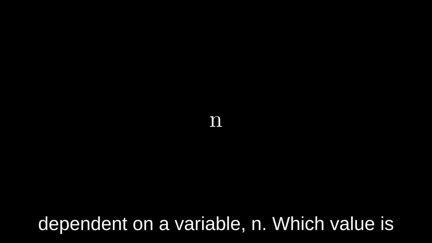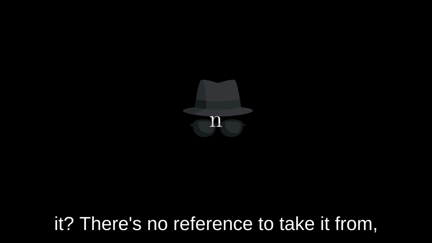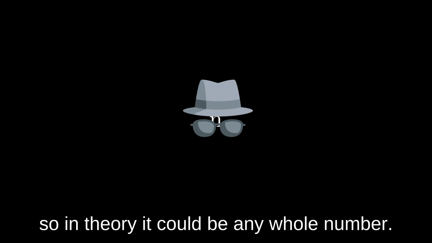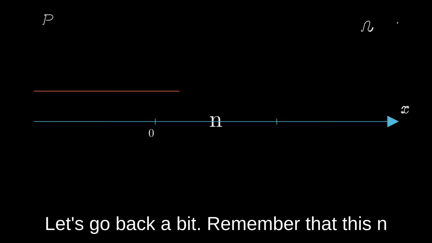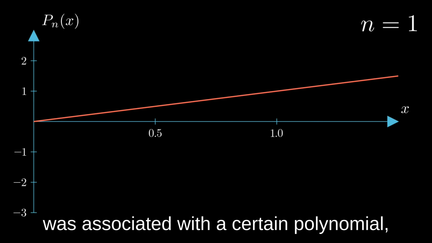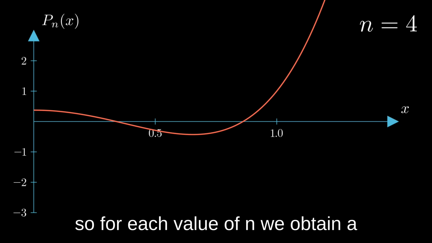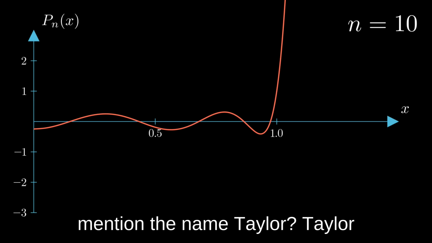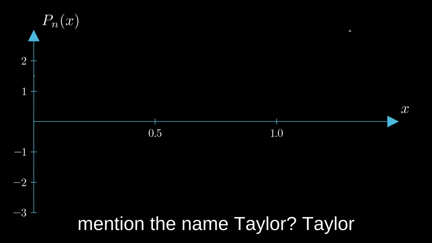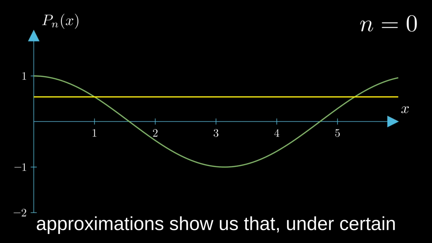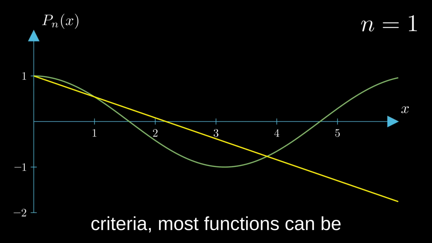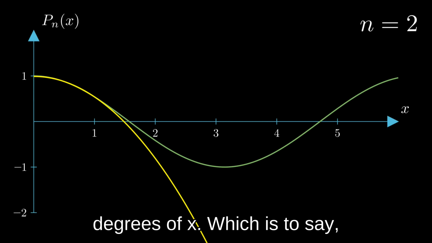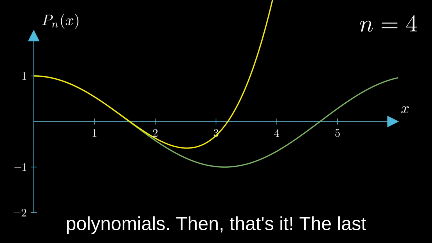Now, all the results we obtained were dependent on a variable, n. Which value is it? There's no reference to take it from, so in theory, it could be any whole number. Let's go back a bit. Remember that this n was associated with a certain polynomial, so for each value of n, we obtain a different one. May it ring a bell if I mention the name Taylor? Taylor approximations show us that, under certain criteria, most functions can be approximated with an infinite sum of degrees of x, which is to say, polynomials.